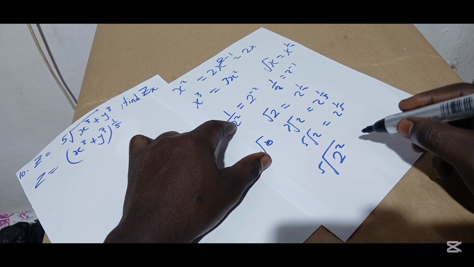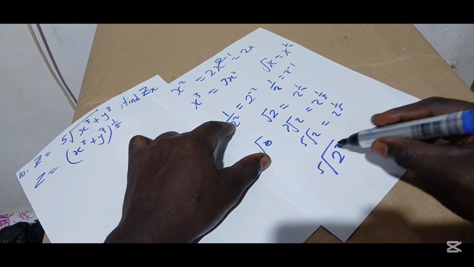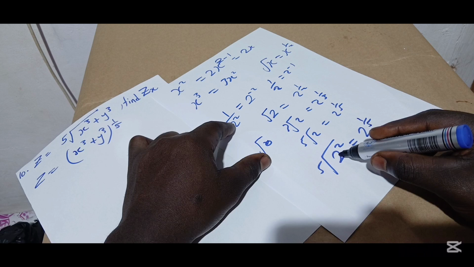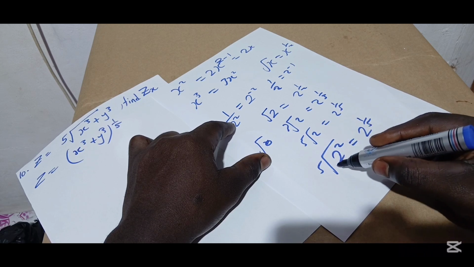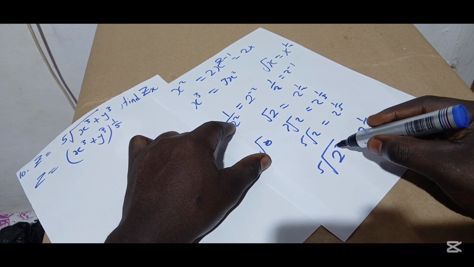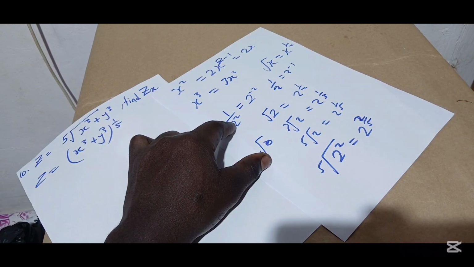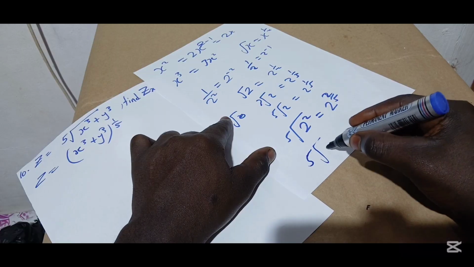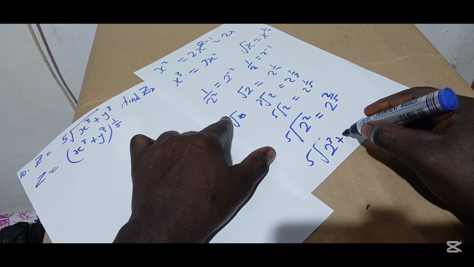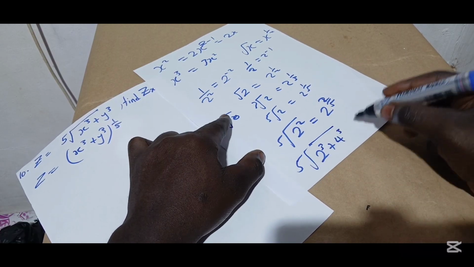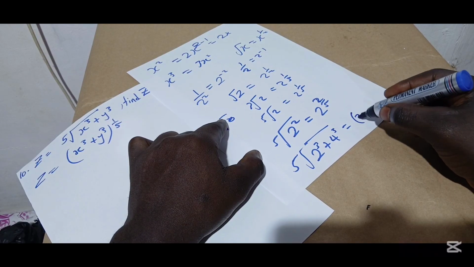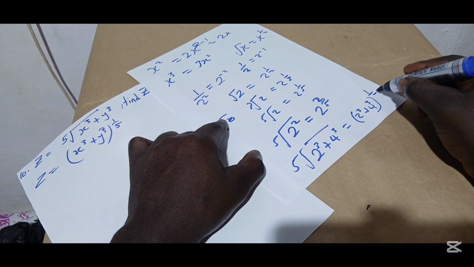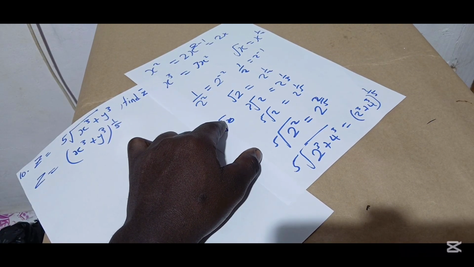Fifth root of 2 to the power 2. So as usual, let's transform this first. We get 2 to the power 1 on 5, and the power of the term under the root sign comes here, 2 here, right? So if we have fifth root of 2 to the power 3 plus 4 to the power 3, we can represent this as 2 to the power 3 plus 4 to the power 3, all to the power 1 on 5.